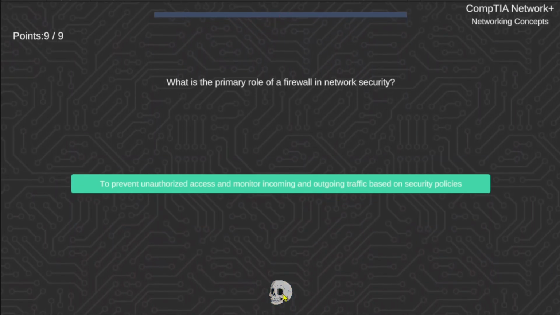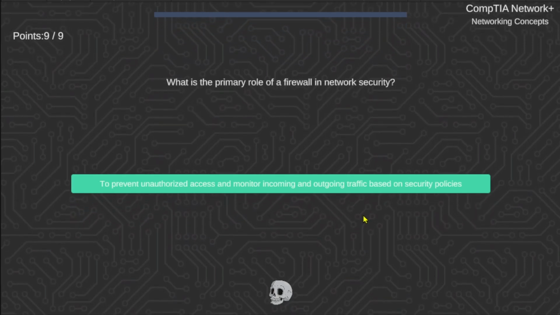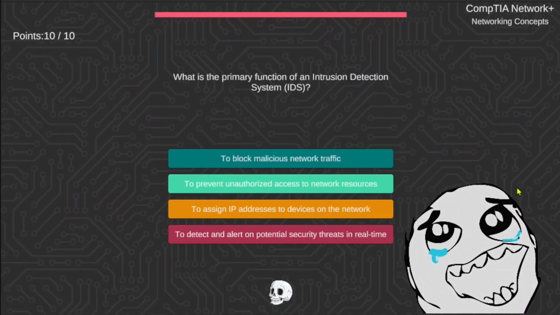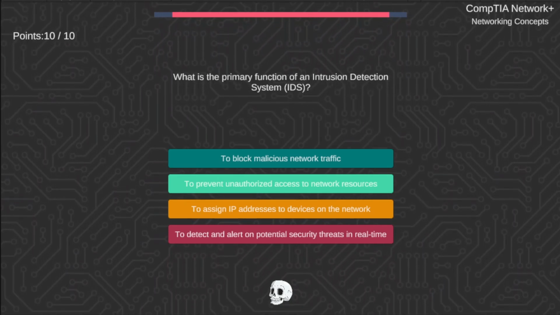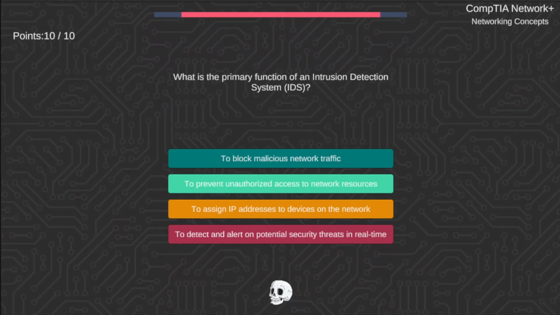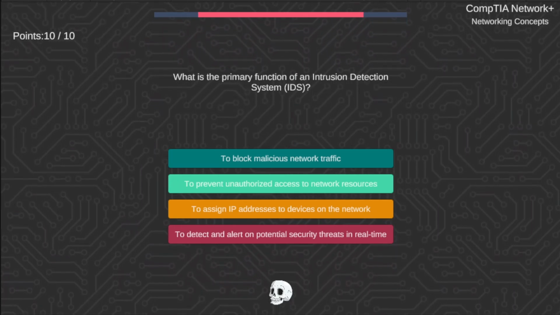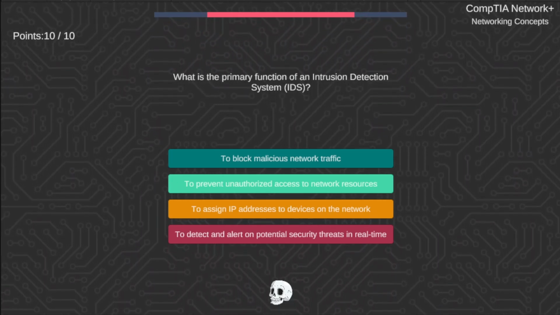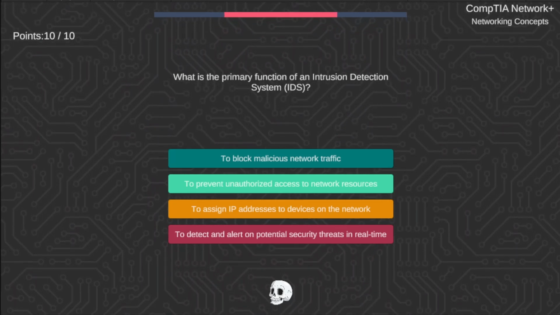Correct answer is to prevent unauthorized access and monitor incoming and outgoing traffic based on security policies. What is the primary function of an intrusion detection system, IDS? To block malicious network traffic, to prevent unauthorized access to network resources, to assign IP addresses to devices on the network, or to detect and alert on potential security threats in real time.